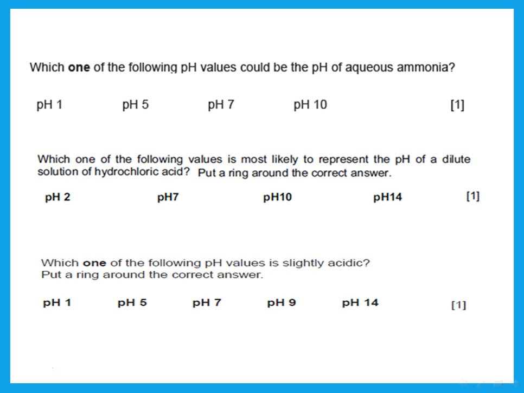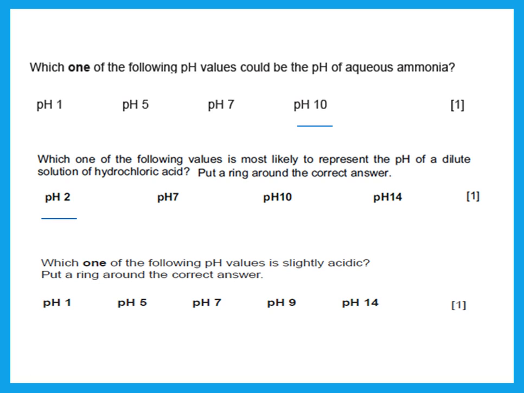For example, here he's saying, which one of the following pH values could be the pH of aqueous ammonia? Remember, we said aqueous ammonia is a weak base, so it will have a pH of about 10. We said it should have 8 or 9 or 10. Now, the next one says, which one of the following values is most likely to represent the pH of a dilute solution of hydrochloric acid? Remember that hydrochloric acid is a strong acid. Strong acids have low pHs like pH 2.